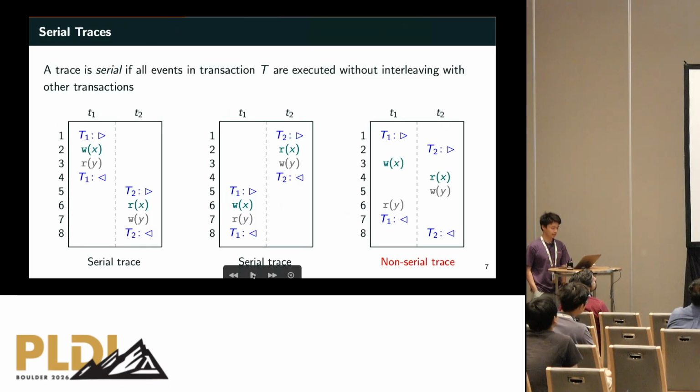A trace is serial if all events in a transaction are executed without interleaving with other transactions. If we look at the first 2 traces, we can see that the transactions T1 and T2 are not interleaved with each other. But in the last trace, T1 overlaps with T2, so it is not a serial trace.